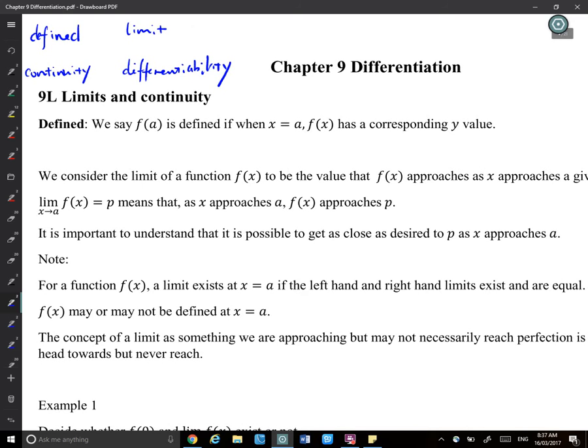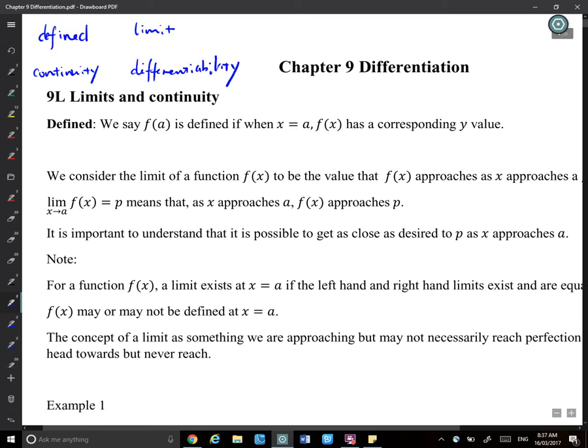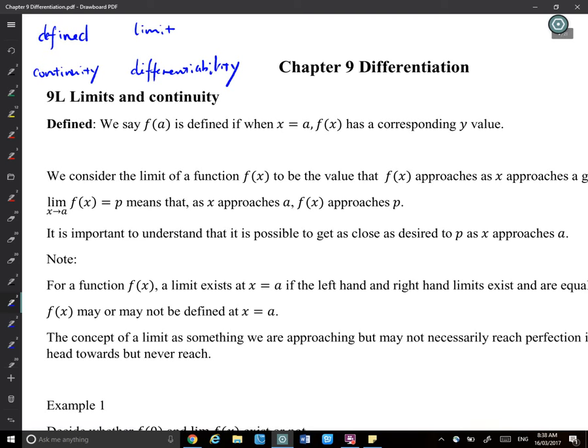So what is defined? We say f(a) is defined when x equals a, f(x) has a corresponding y value. Which means there is a point at x equals a. You can find out a y value when you substitute x equals a. In other words, to be defined, you just need that the function is not an open circle at that point. It needs to be a closed circle. When you substitute a particular x value, you can find out that value.